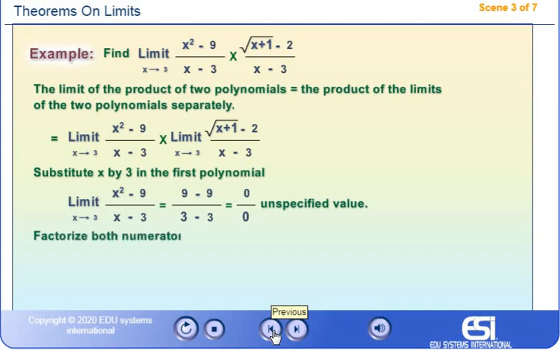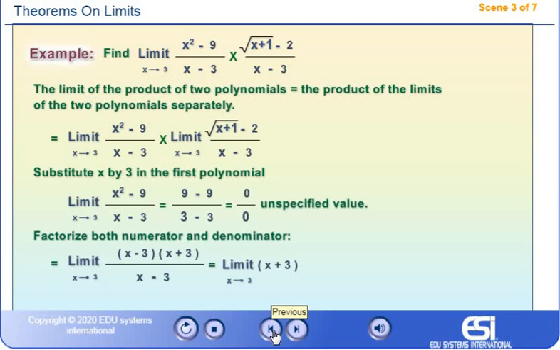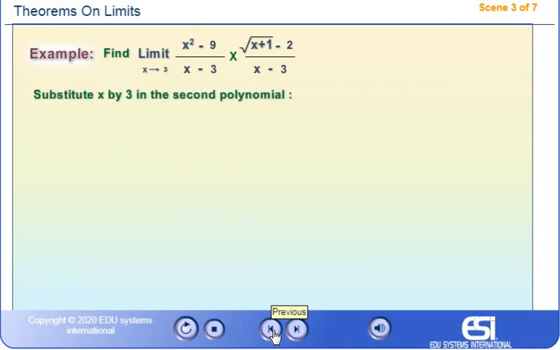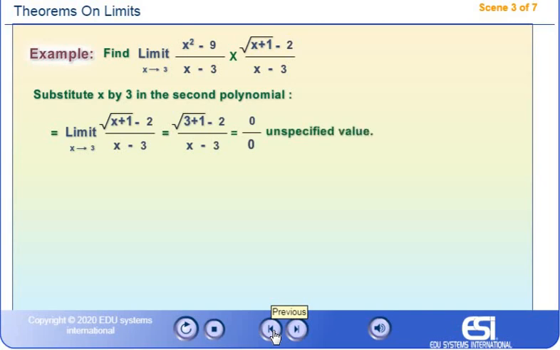Factorize both numerator and denominator, we get limit x minus 3 times x plus 3 over x minus 3 as x tends to 3 equals limit x plus 3 as x tends to 3 equals 3 plus 3 equals 6. On the other hand, substitute x by 3 in the second polynomial. The answer is also the unspecified value, 0 over 0.